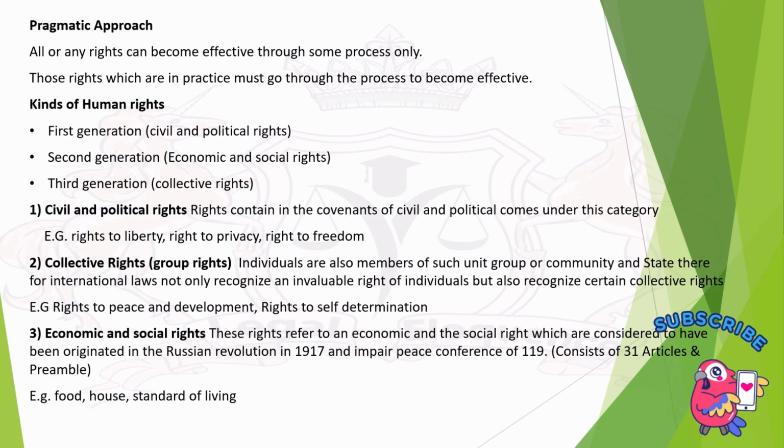Economic and social rights. These rights refer to economic and social rights which are considered to have originated in the Russian Revolution in 1917 and the Imperial Peace Conference of 1919, consisting of 31 articles and a preamble. Example, food, house, standard of living.